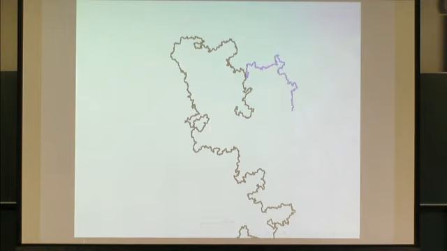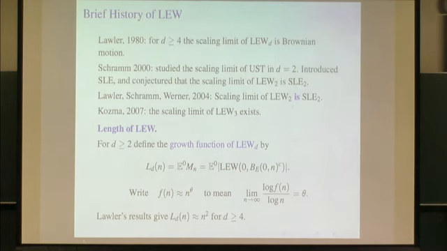So you take a point here, and you run a path to there. You take another point, you run a path, you take another point, and so on. And after a while, you'll get your loop-erased random walk. You'll get your uniform spanning tree. So in order to study the uniform spanning tree, we need to know things about the loop-erased random walk.